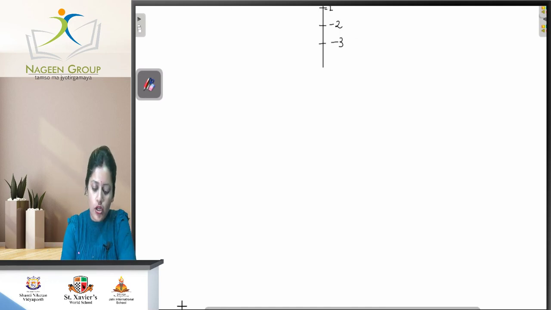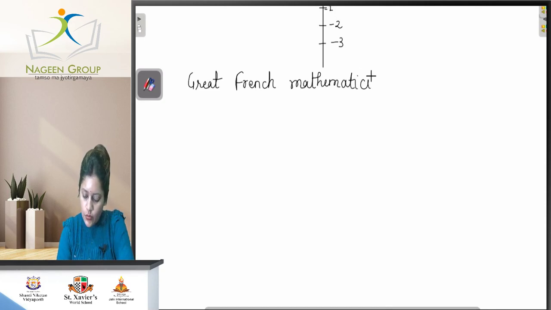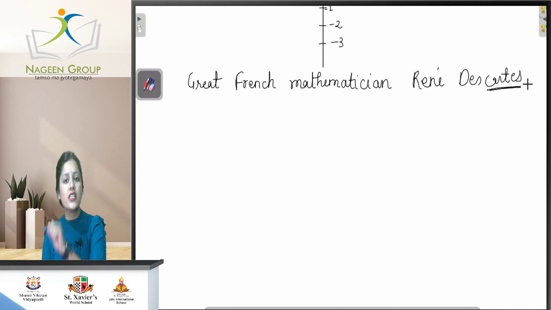The history of coordinate geometry is that a great French mathematician, whose name is René Descartes. From this Descartes, the word Cartes is adopted, which is later known as the Cartesian system.